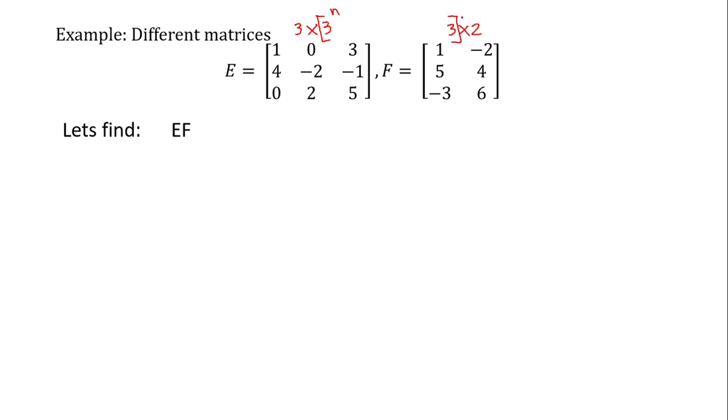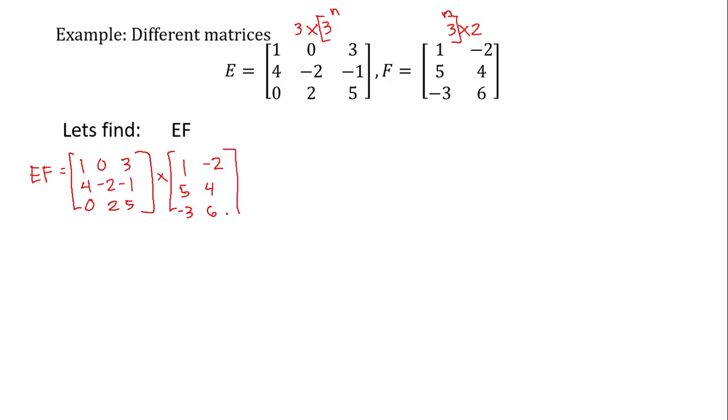N and M. Okay? So, sulat lang natin yung matrix EF since yun yung ating hahanapin. Okay, so we have 1, 0, 3, 4, negative 2, negative 1, 0, 2, and 5, multiplied by matrix F. So, we have 1, negative 2, 5, 4, negative 3, and 6. So, dapat ang makuha ang sagot natin is 3 by 2. Okay, 3 by 2. Parang ganito yung matrix na makuha natin as our answer.